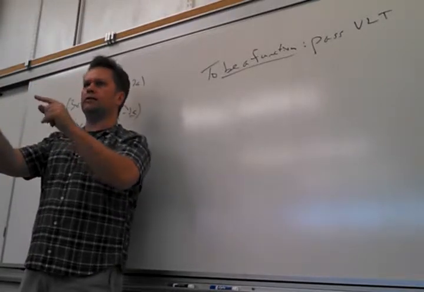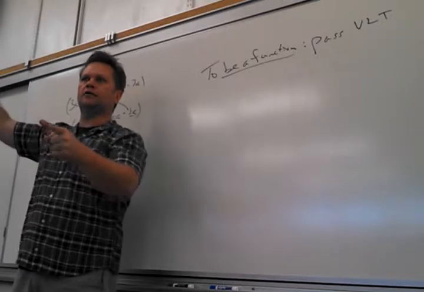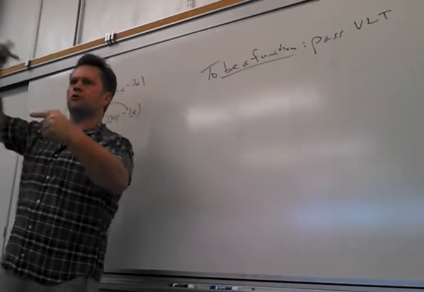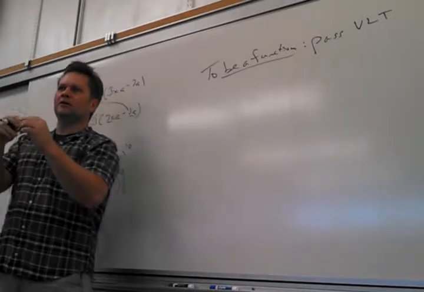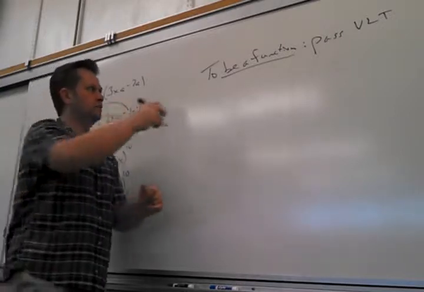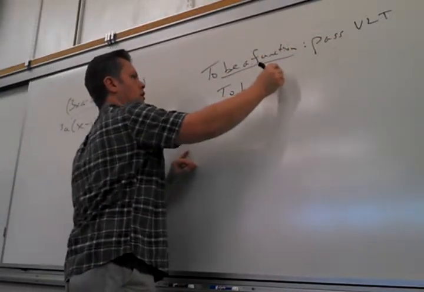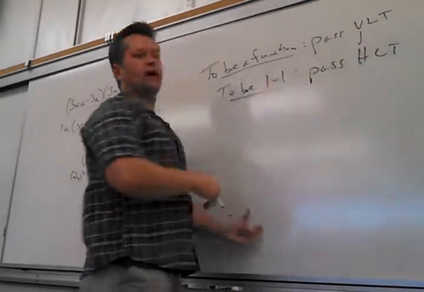Which kind of makes sense then. It's not only a vertical line test, which is checking the x's out, it's also a horizontal line test, checking the y's out, right? That's why it's 1 to 1. Every x goes to 1 y, every y goes to 1 x. They're matched, right? So that's so nice. Valentine's Day coming up and everything. So to be a function, pass the vertical line test; to be 1 to 1, pass the horizontal line test on top of that, right?